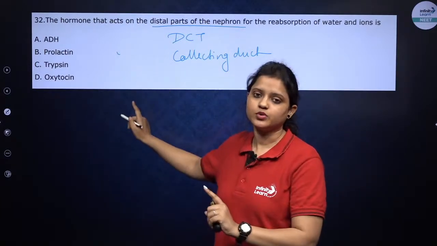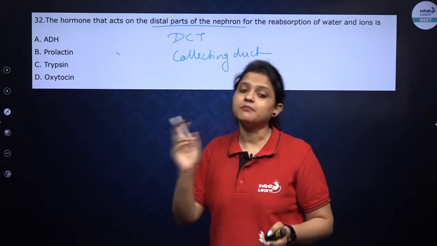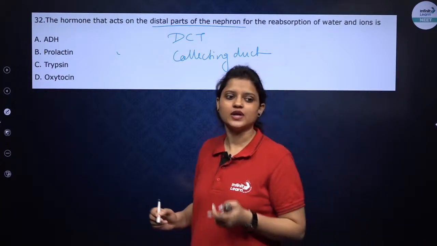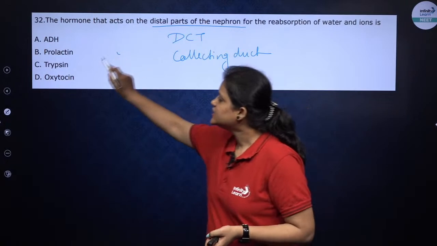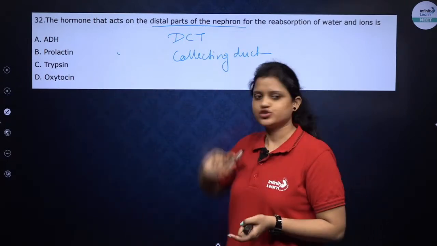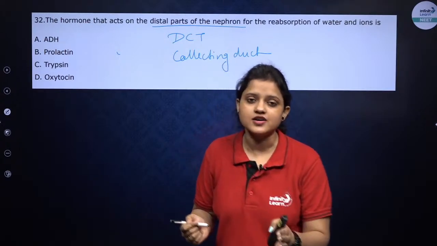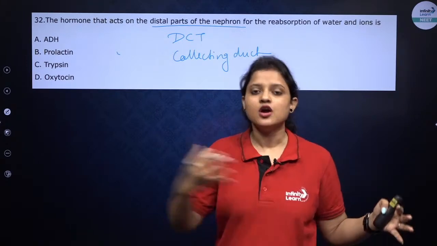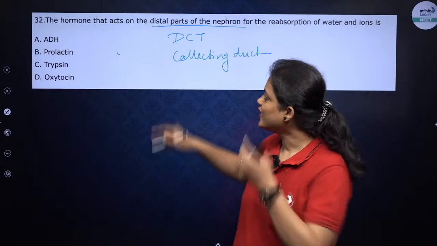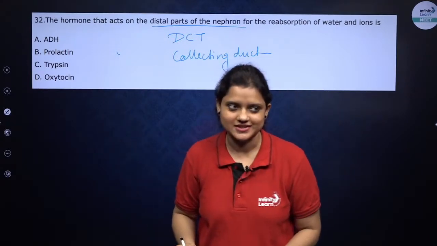Prolactin is the hormone that is responsible for formation of milk in mammary glands, right? Yes Pujita, very good. A is the correct option. Trypsin is a proteolytic enzyme. Oxytocin is a hormone released from posterior pituitary that will cause smooth muscle contraction or uterine contraction at the time of childbirth. And it also causes milk ejection, right?